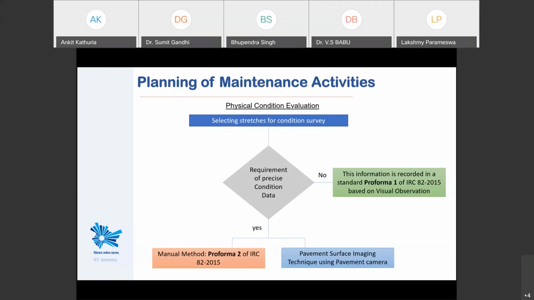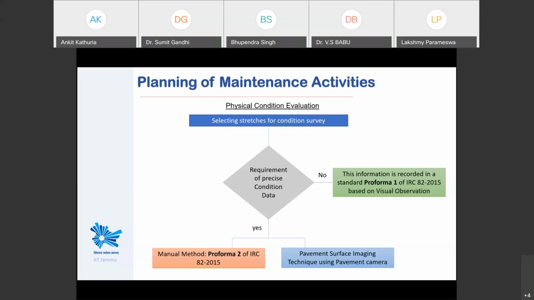So if there is no requirement of very precise condition data, then we go with the green box that is seen here. The green box is Proforma 1, which is given in IRC 82, and based on visual observations, the physical condition of the surface would be evaluated. We will see how, based on visual observation, the condition ratings are provided. That I'll explain in the subsequent slides.